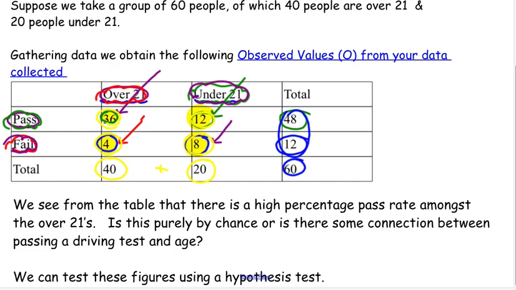Now, looking down below here, we're going to make a judgment call. We see from the table there's a higher chance of passing amongst the over 21s. Is it purely by chance, or is there some connection between taking that driving test and passing it and your age? So we're going to do some hypothesis testing later on.